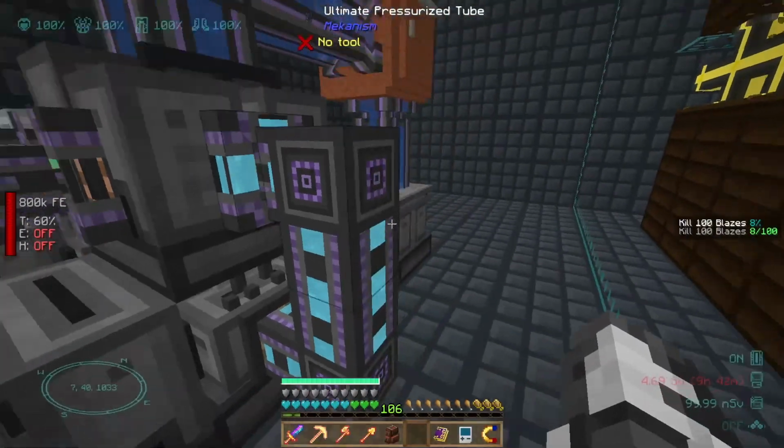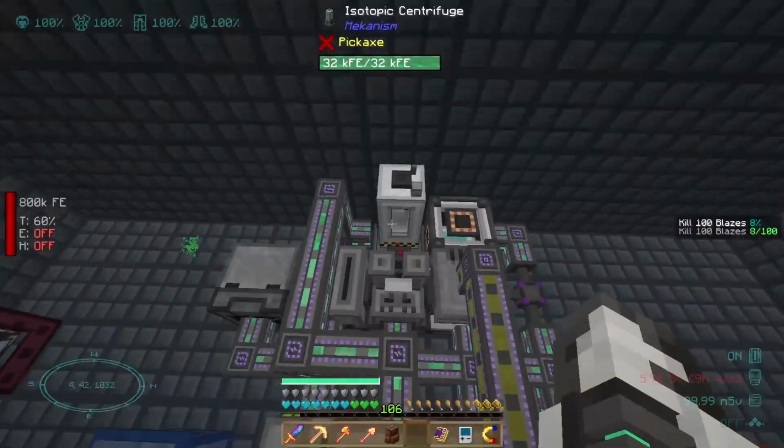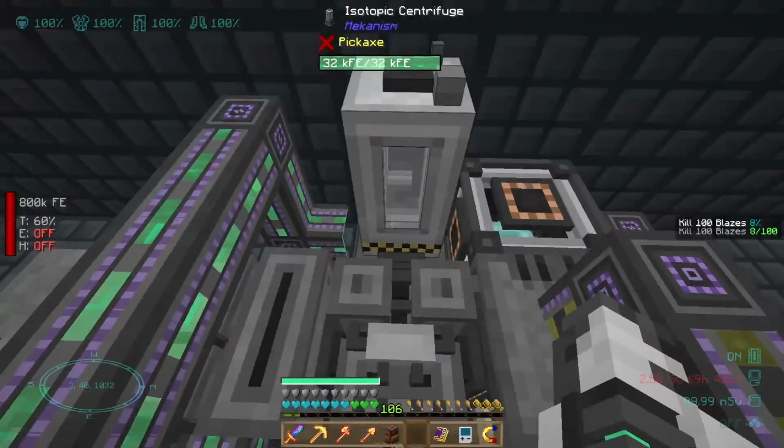Okay, so we're over here at the fizzle fuel setup in my actual Let's Play world. I assume that the isotopic centrifuge setup that Yamari was referring to is the fizzle fuel. If it's not, you can extrapolate hopefully from what I show you to any other setup that you may need.